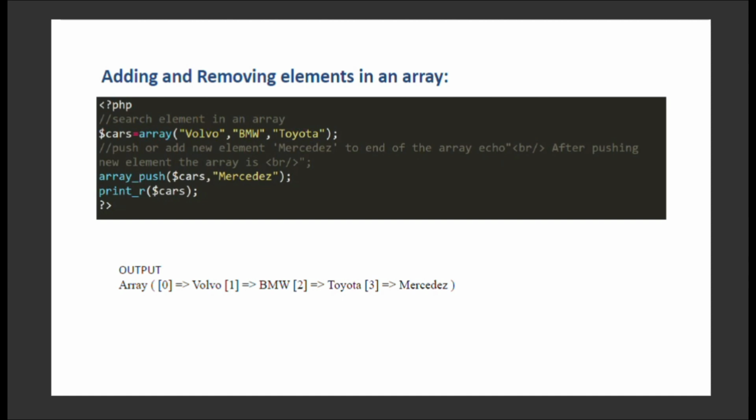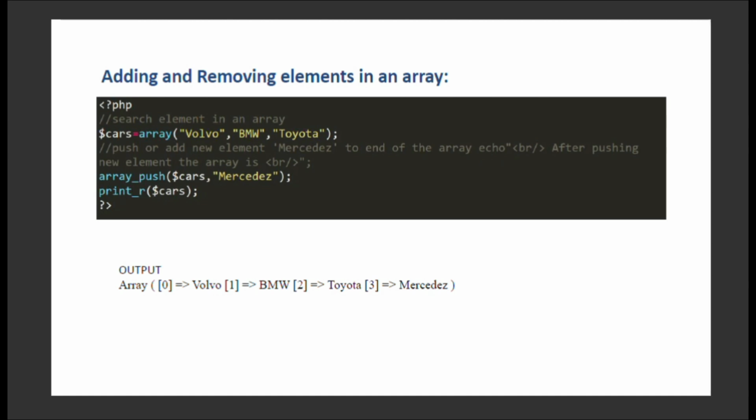Adding and removing elements in an array. We use four functions to add or remove elements from an array. That is array_push, array_pop, array_unshift, array_shift. These four functions are used, but first we start with array_push.